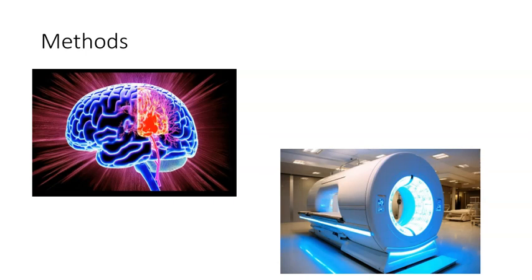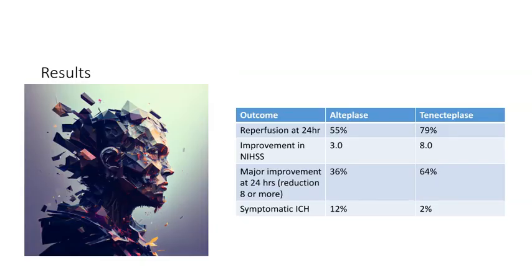The endpoints were the proportion of the perfusion lesion that was reperfused at 24 hours on perfusion-weighted MRI, and the extent of clinical improvement at 24 hours as assessed on the NIH stroke scale, where, as you know, a higher score indicates more disability. The 3 treatment groups each comprised 25 patients. The mean NIHSS score at baseline for all patients was 14.4, and the time to treatment was 2.9 hours. Together, the 2 Tenecteplase groups had greater reperfusion and clinical improvement.